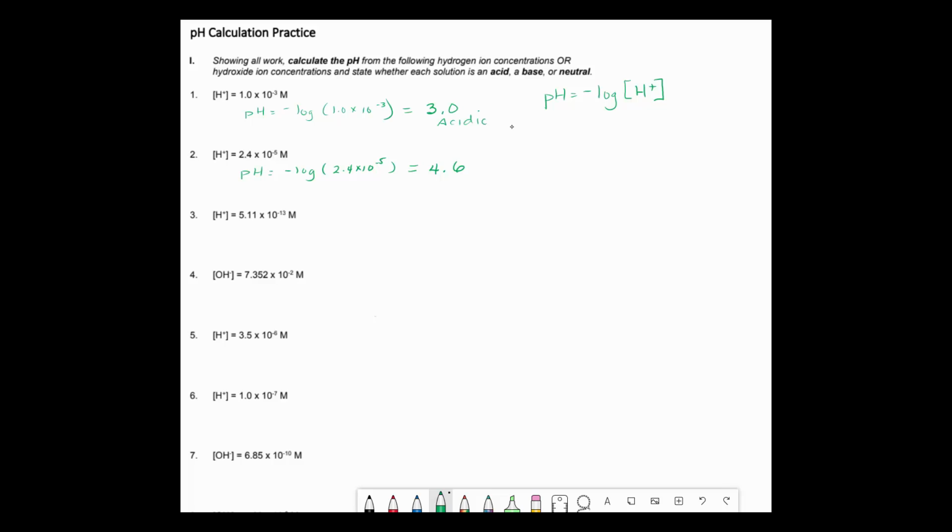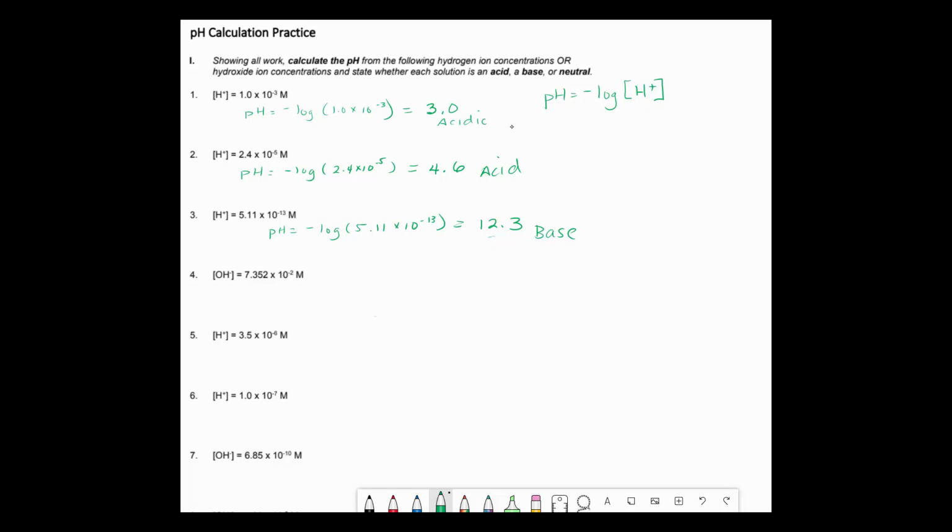Number 3, we're going to put this value into our calculator with log. So pH is going to be equal to the negative log of 5.11 times 10 to the negative 13. When I put that into the calculator, I get 12.3. Now I forgot to tag the previous one: number 2 is an acid solution. And this number 3 solution, being a pH of 12.3, means this is a base.